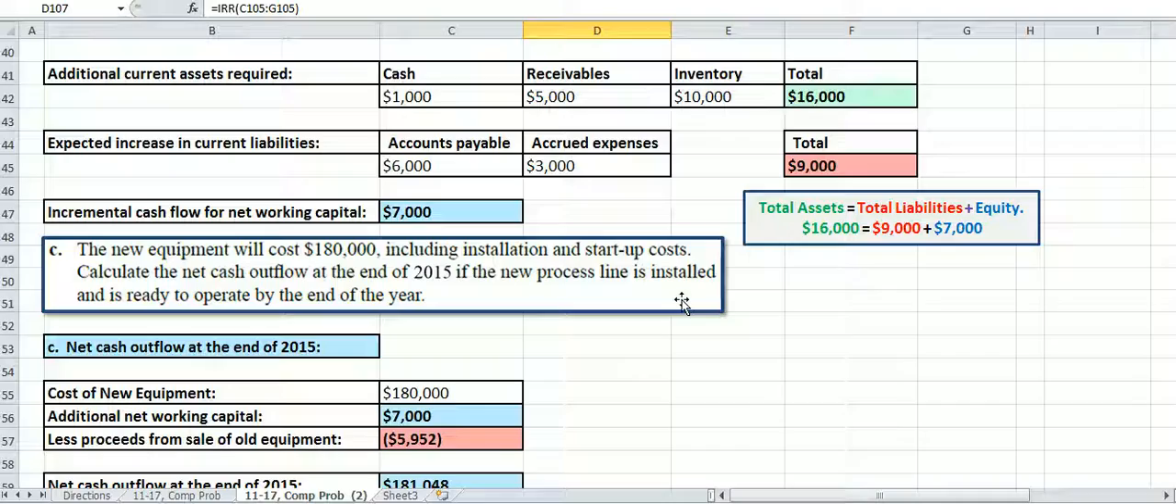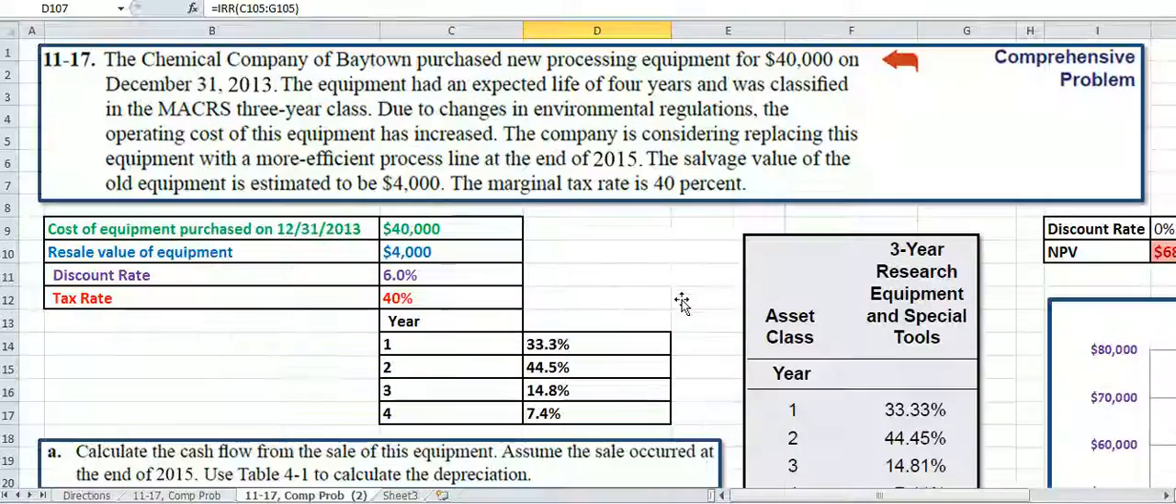Okay, wow, that's the comprehensive problem for chapter 11. Now you're going to have problems not quite this long, but you're going to have 2 problems very similar to this on your quiz. So make sure you understand what you're doing here, and you should have no problem on the quiz.